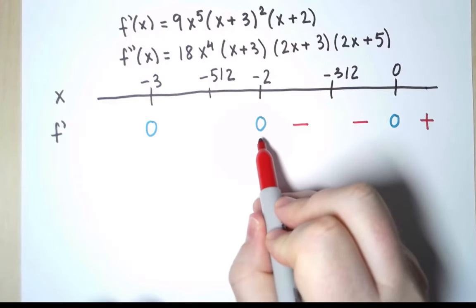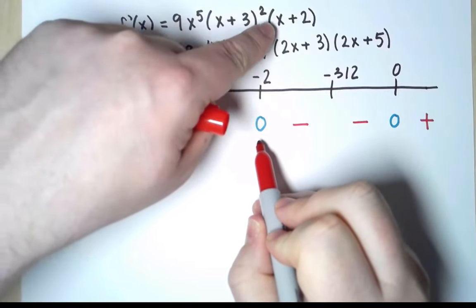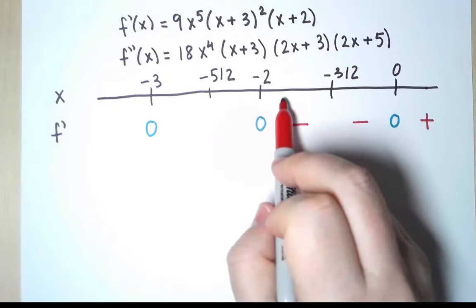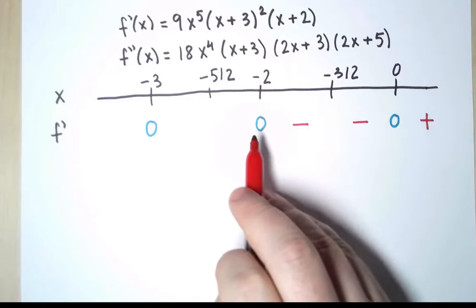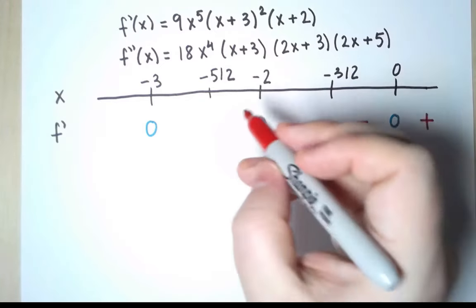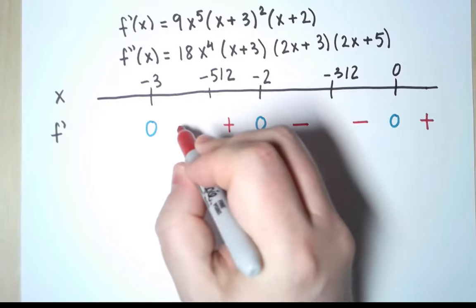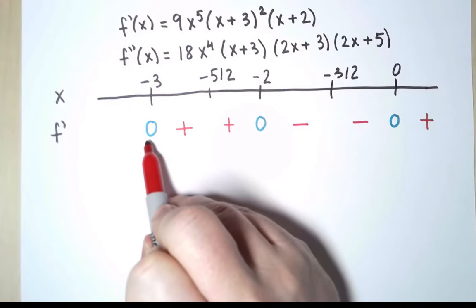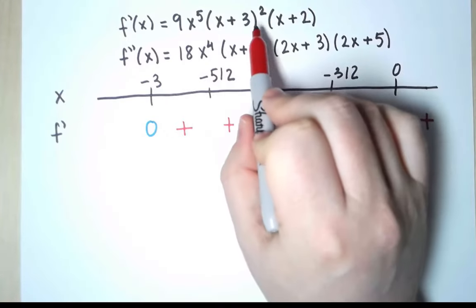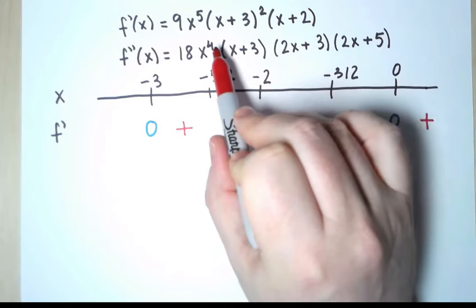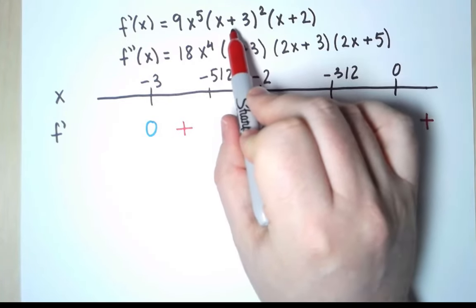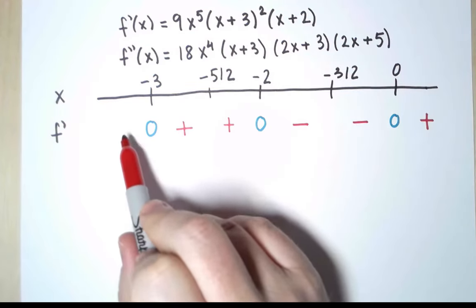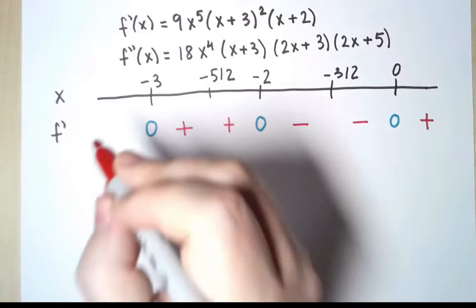At minus 2, the term that vanishes is x plus 2. X plus 2 changes sign from the right to the left of minus 2, so the product will also change sign. But at minus 3, the term that vanishes is (x plus 3) squared. Because of the 2 in the exponent, (x plus 3) squared doesn't change sign from the right to the left, so the product does not change sign either.